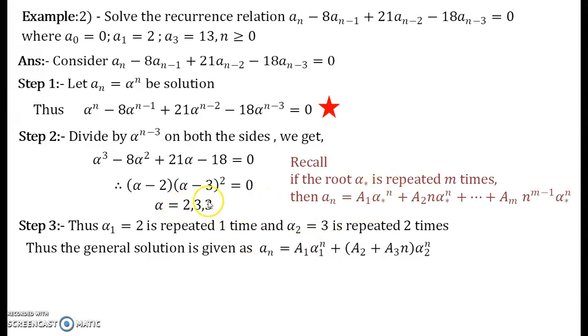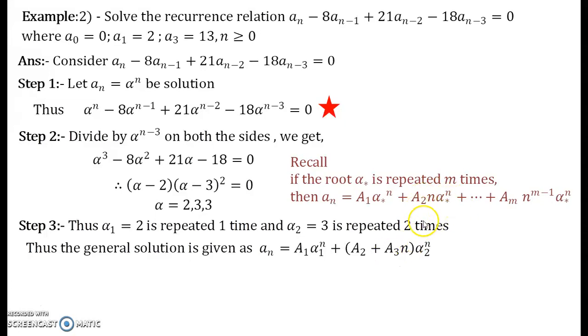Now observe that the root alpha 2 equal to 3 is repeated two times. As per the statement, you will have to write two constants, since the number of times it is repeated is 2. And you go up to one power less than the number of times it is repeated, so you go up to a2 plus a3 times n to the power 1, multiplied by alpha star to the power n.